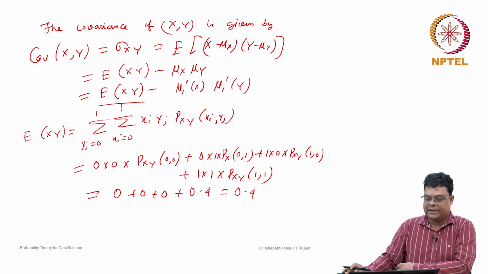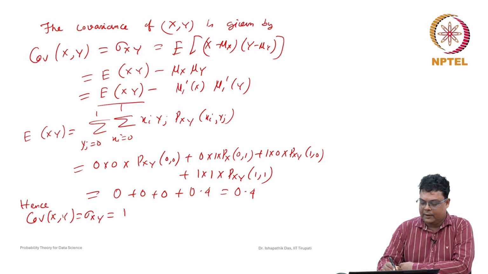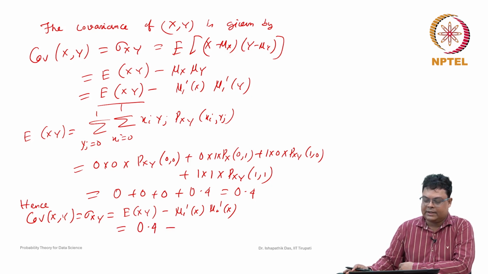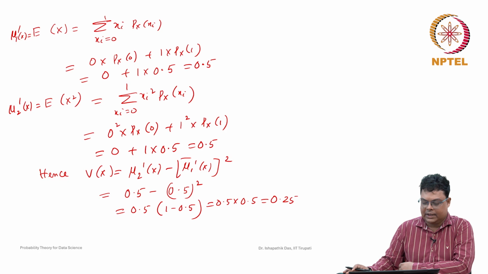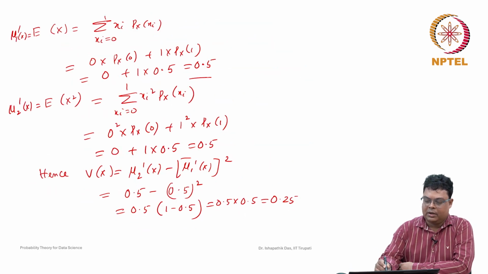Now we'll replace all these values in this formula. Hence the covariance of xy, sigma xy, is equal to the expected value of xy minus mu1 dash into mu2 dash. The expected value of xy is 0.4, minus mu1 dash, which is just the mean of x. This is 0.5, which we have computed.